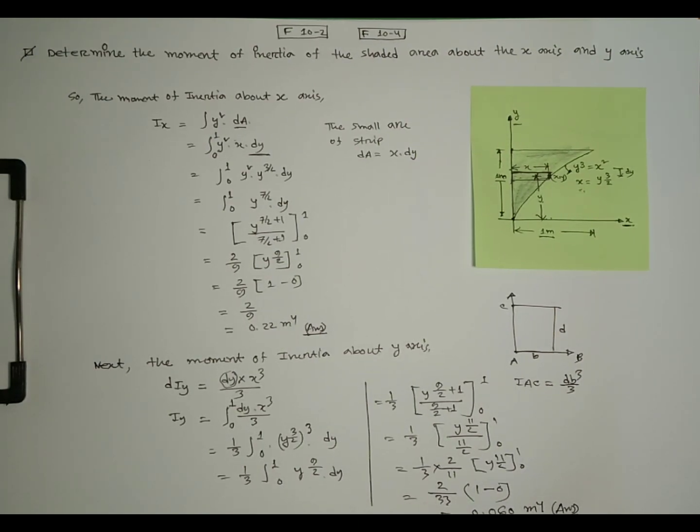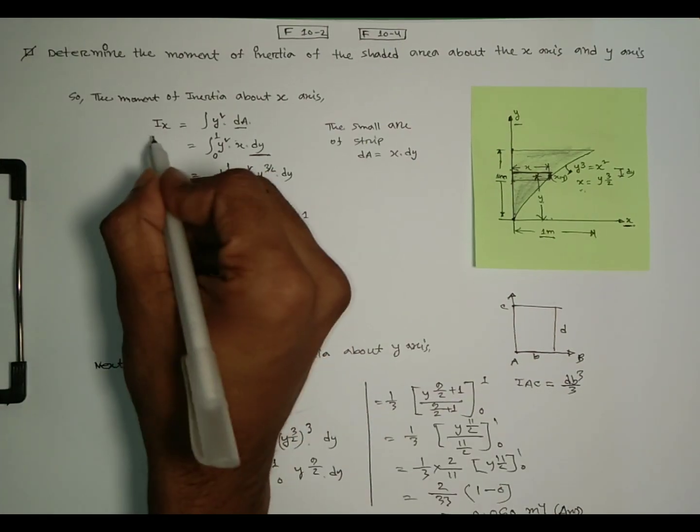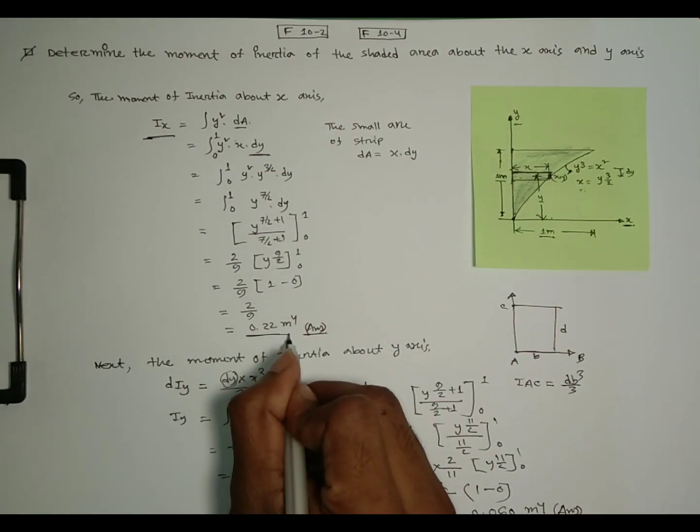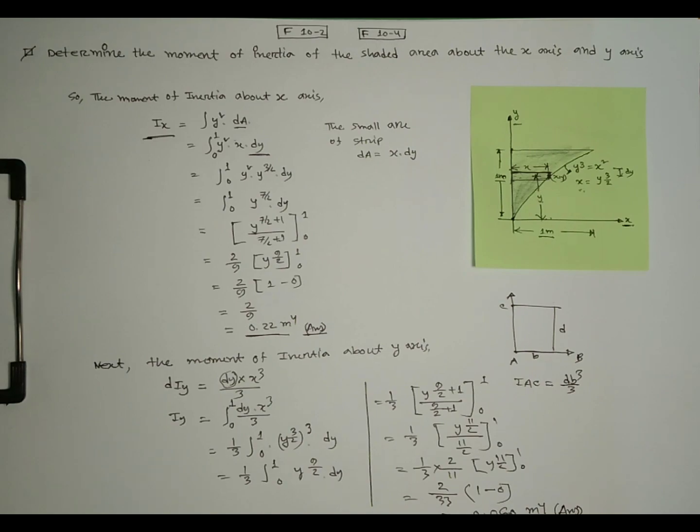Now we have found that the moment of inertia about the x-axis is 0.22 meter to the power 4 and the moment of inertia about the y-axis is 0.060 meter to the power 4.